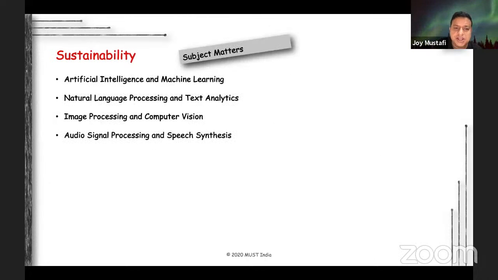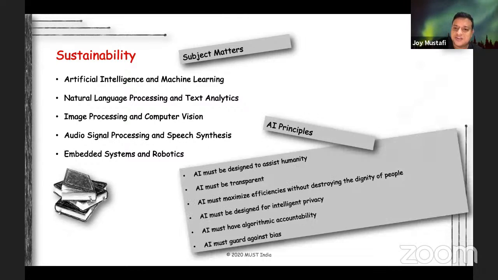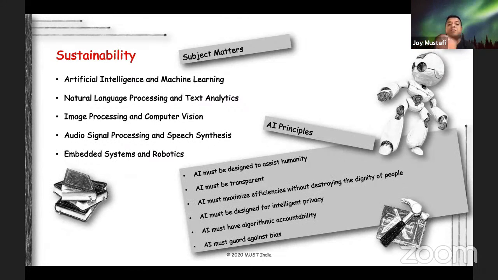So sustainability is very important, it's not hype, definitely it's not hype. And to keep the AI principles in mind. This is quoted by Satya Nadella, CEO of Microsoft. I really like them, and I love that he used the word must multiple times there. So AI must be designed to assist humanity. AI must be transparent. AI must maximize efficiencies without destroying the dignity of people. So we cannot say, I have an algorithm which can replace doctors.